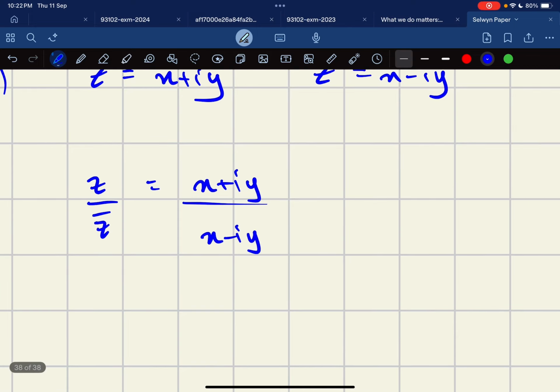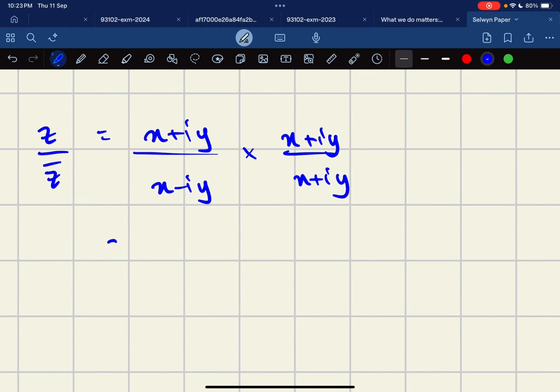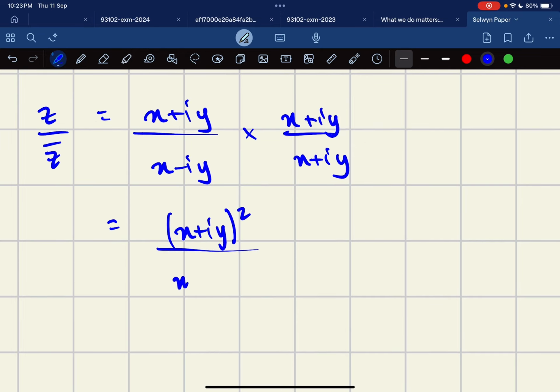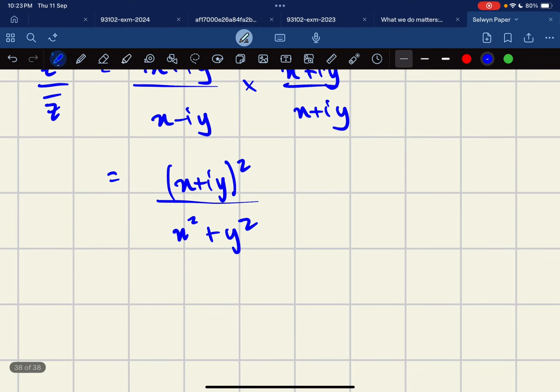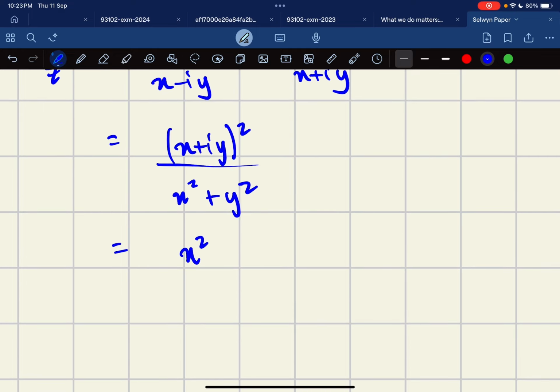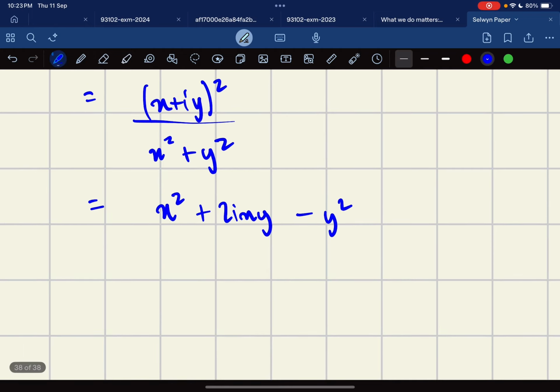And with an imaginary number in the denominator, you need to rationalize it by multiplying by its conjugate. So you need to multiply by x plus iy. Then the top just becomes x plus iy squared, and the bottom becomes x squared plus y squared. Expanding out the top, we get x squared plus 2ixy plus i squared y squared, and we know i squared is negative 1, so we change this to negative y squared, all over x squared plus y squared.